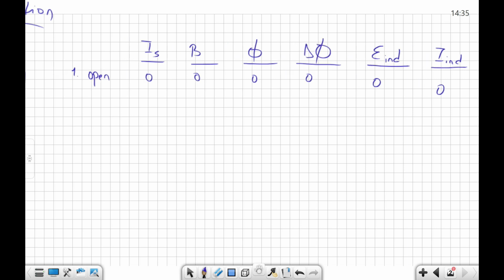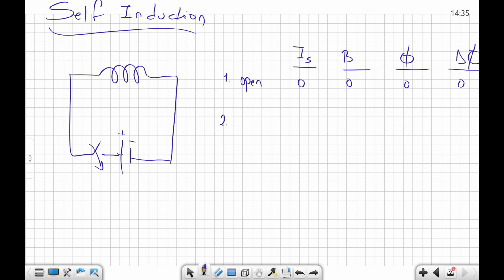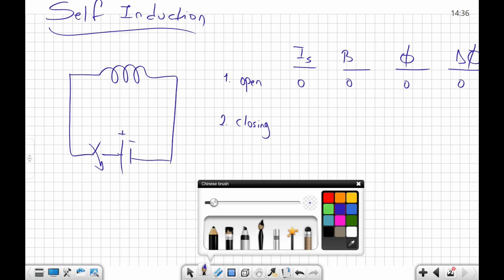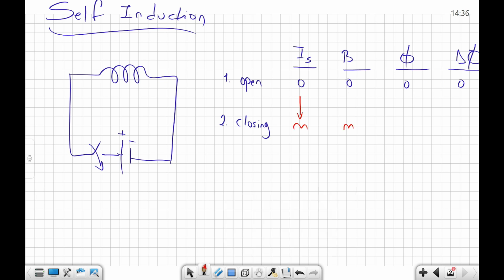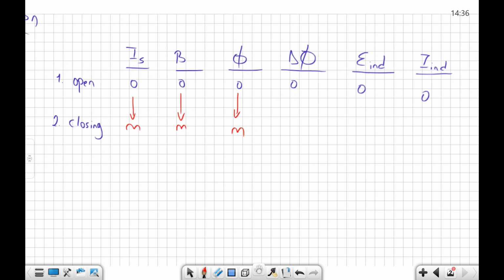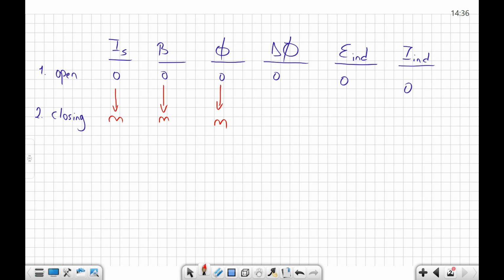As I close the switch, what happens? The current goes to maximum and the magnetic field also goes to maximum. So the flux also goes to maximum. Now, do I have a change in flux? Yes, I do have a change in flux. So the change in flux is increasing because it is going from 0 to maximum.